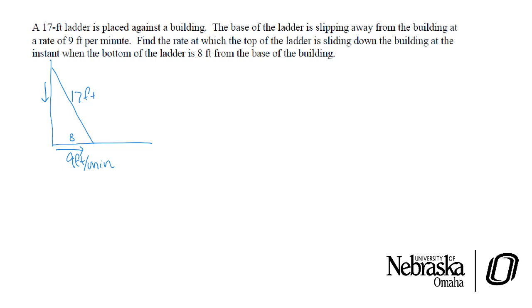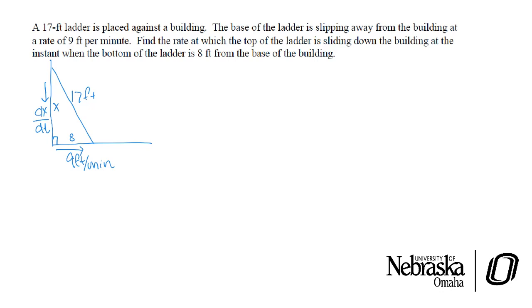So let's call this distance x. And so the rate at which it's falling down the building will be dx dt. Okay, so what we will need to know is we'll use Pythagorean theorem, right? Because it's a triangle, it's a right triangle. The wall to the ground is a 90-degree angle.